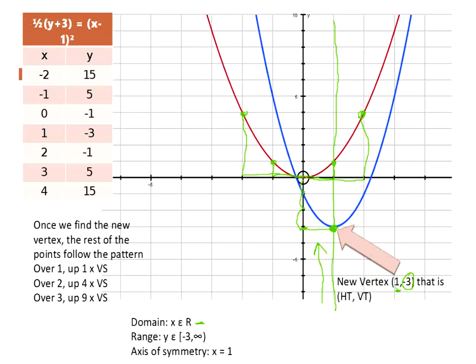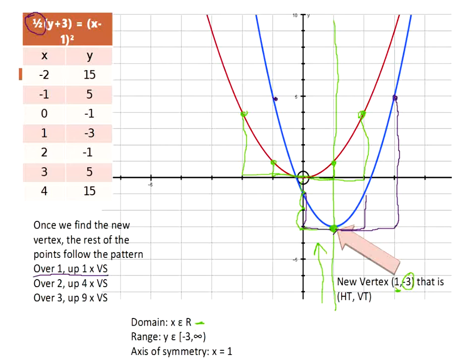But now I've stretched this new parabola, and so what will happen here is that I'll say over 1, up 1 times the vertical stretch. Well, our vertical stretch was a 2. So from the new vertex, I'm going to go over 1 and up 2, over 1 and up 2, over 2 and up 4 times 2 would be 8. And you can see these give us the points that are on our parabola.